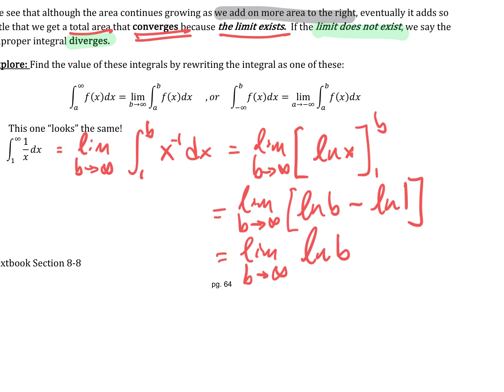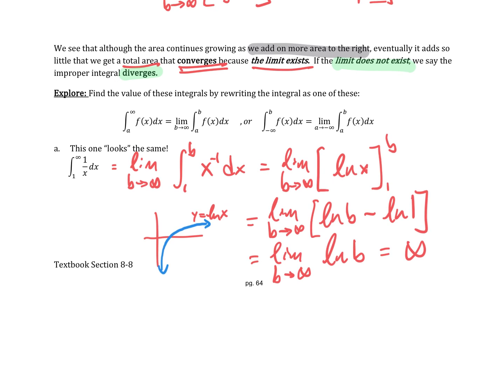Well, if we think about the graph of the natural log, so this is y equals the natural log of x, it comes up like this, and it continues growing. It's going to grow slowly, but it's always increasing. So the limit as b goes to infinity of natural log of b is infinity. There is no bound. So this diverges, we say.